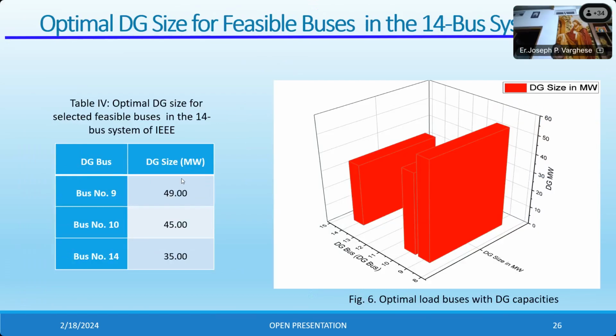From this result, we will see that bus number 9, bus number 10, and bus number 14 are termed as the feasible buses, and bus number 9 is called the optimal bus, the optimal solar DG location. When we place the DG at bus number 9, with a 49 megawatt DG, the loss is the lowest. Hence, it is termed as the optimal DG location. Bus number 9 is the optimal location, and 49 megawatt is the optimal capacity of the system.